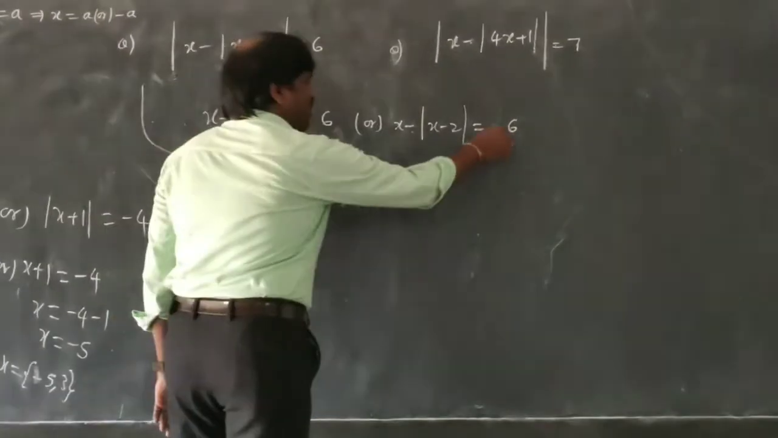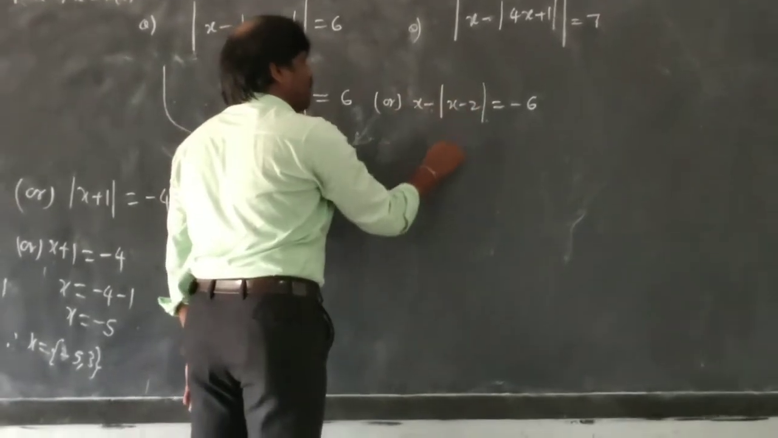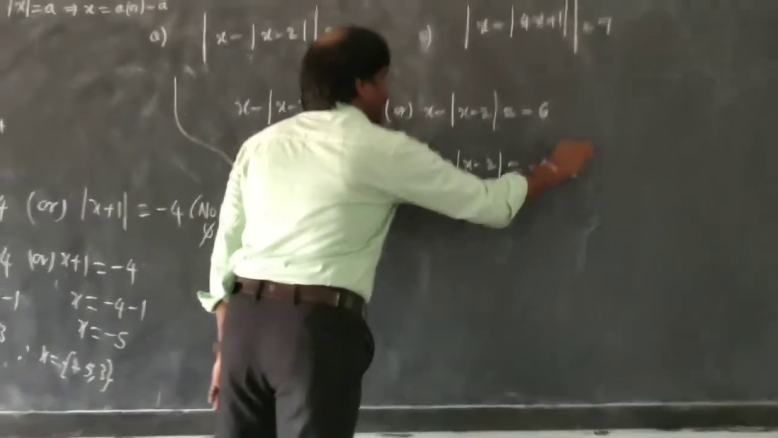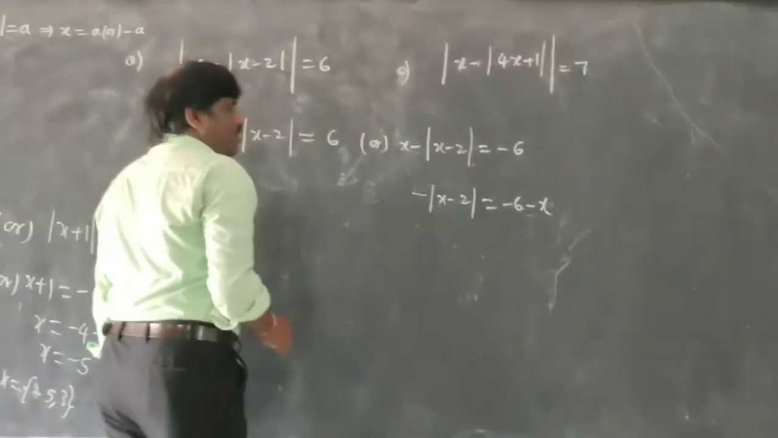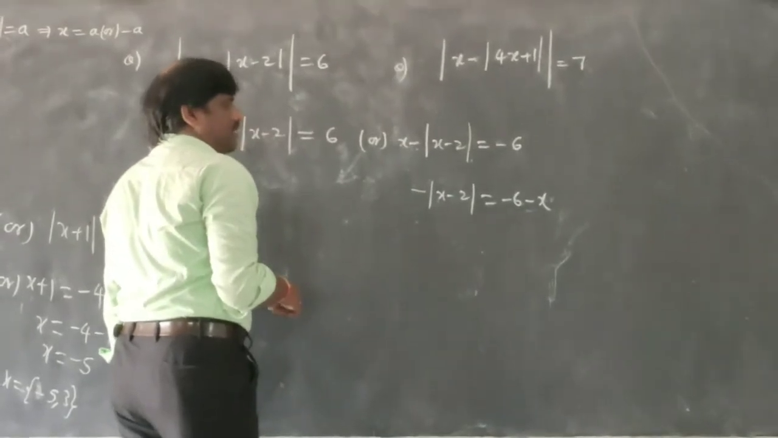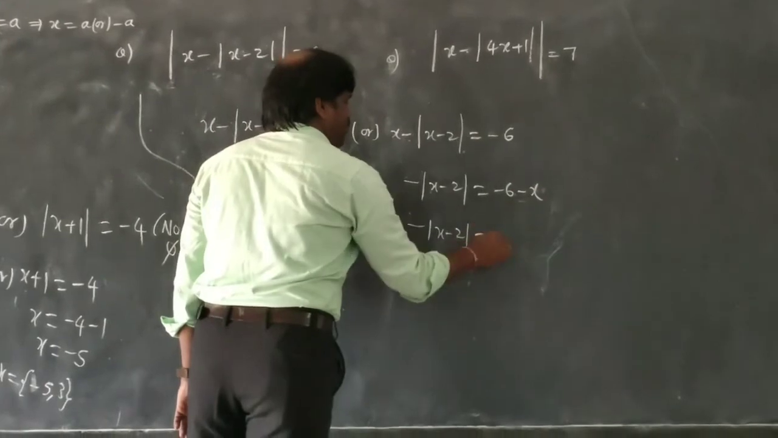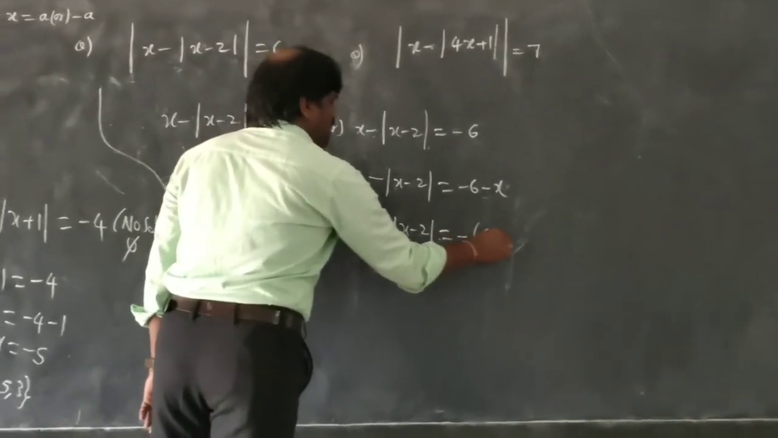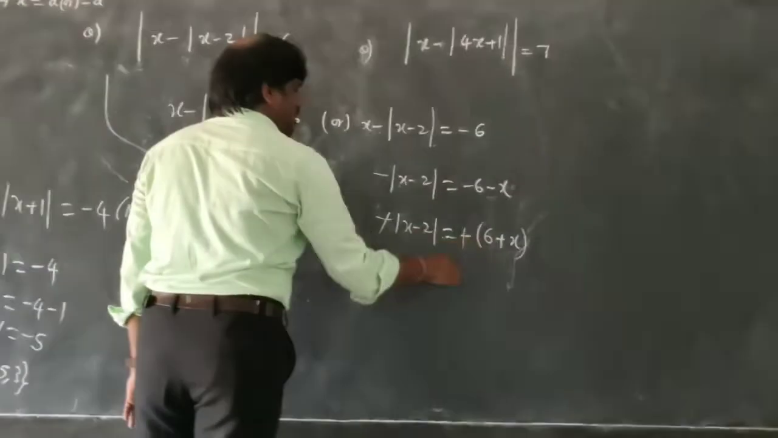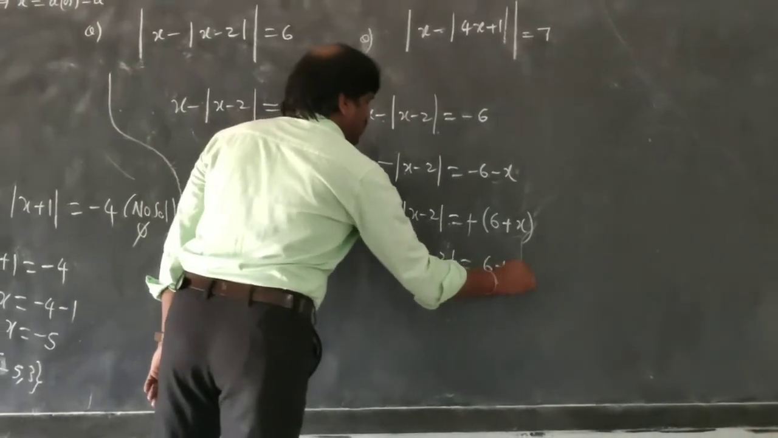So this x, if I send that side, what I am getting here: mod of x minus 2 is equal to minus 6 minus x. Okay, this x I am sending that side, minus x. So mod of x minus 2 is equal to, if I take minus common, I will get 6 plus x. So this minus minus gets cancelled. Mod of x minus 2 is equal to 6 plus x.